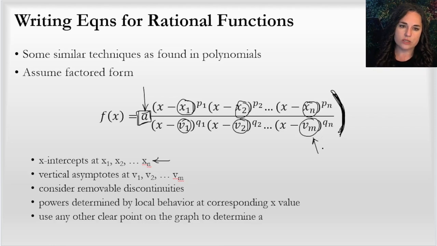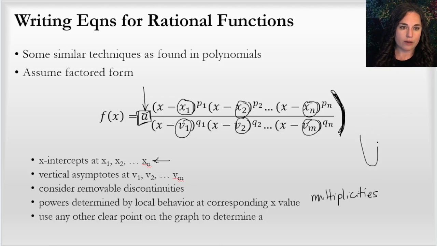Like I said, I don't think you'll see this version in any book. I like using v for vertical and x for x-intercept, but you may think about it in any way you like. But that's the vertical asymptotes. That's how you would find those in the factored form. We're going to consider any removable discontinuities, where any of these cancel for any reason, right? And the powers can be determined by local behavior, and we covered these in polynomial functions when we have multiplicities. So I put powers there, but I think it's multiplicities.